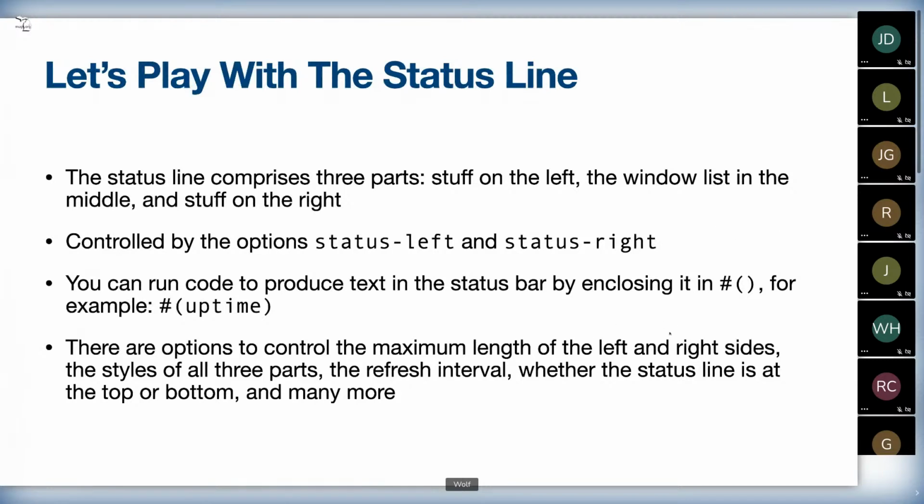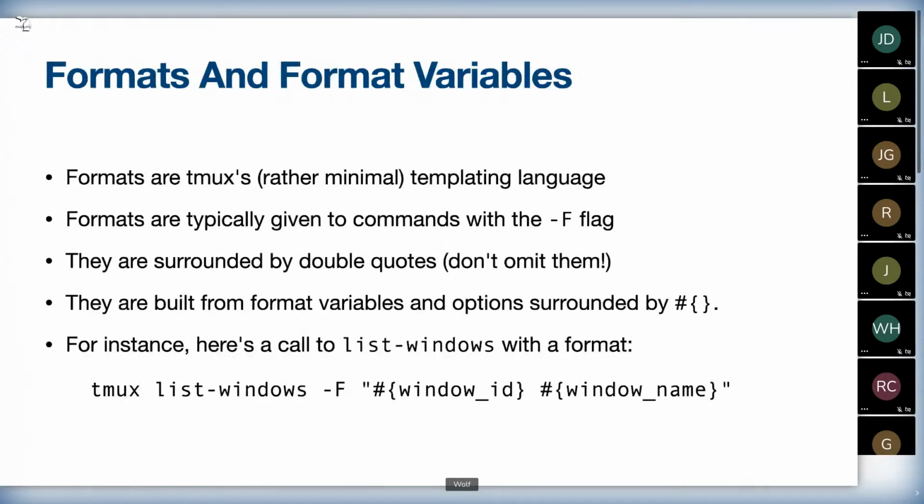You probably saw that I had pound and curly braces in my status line. Pound with curly braces are what we call format variables. They are tmux's templating language. It's not a very big templating language, and it doesn't fill me with satisfaction, but it's reasonable. A lot of commands take a format with the format flag -F, and they're always surrounded by double quotes, as far as I know. If you don't put double quotes, bad stuff happens. I don't know if single quotes work. I didn't test it.